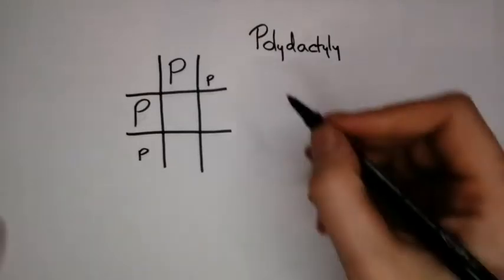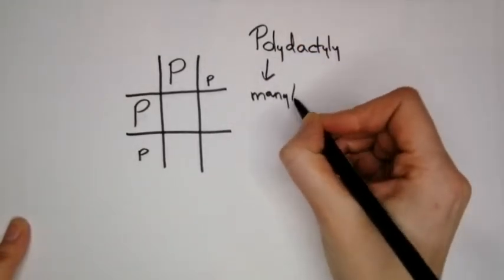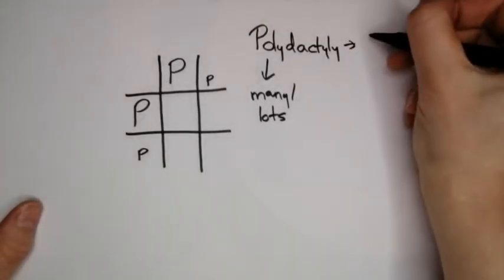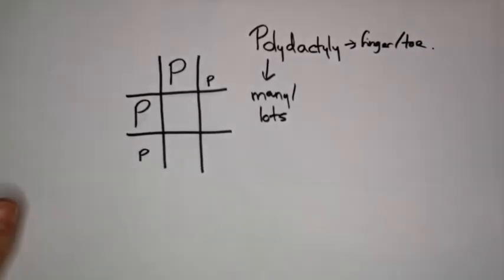Poly means many, so many or lots. Dactyly, we talk about things being dactyle. It's to do with your fingers and toes. Polydactyly is a genetic disease that causes people to be born with more fingers and toes than normal. So they could be born with 6 or 7 fingers or toes on each hand or each foot.